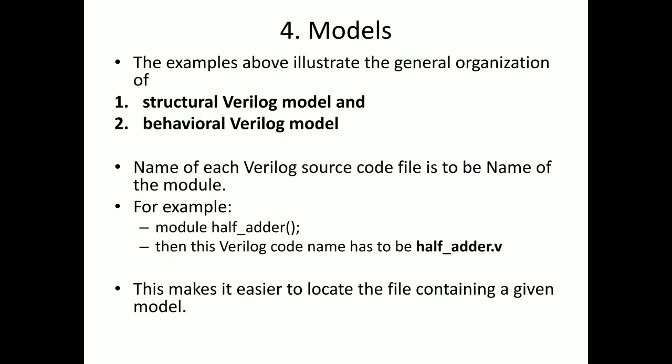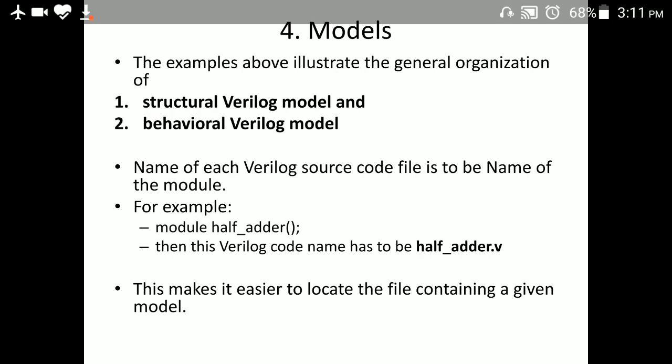The name of the Verilog source code file is to be named after the module name. What we said is that the name of the Verilog file should be the module name only. For example, module half_adder, open parenthesis, close parenthesis, semicolon. Here the module name is half_adder, so the Verilog file name should be half_adder.v only. Why we need to name it this way: because this makes it easier to identify the Verilog file, and easier to use in our project also.